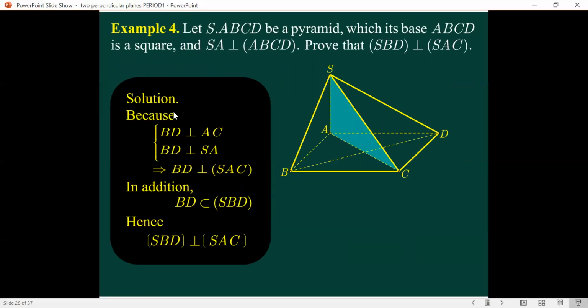We move to the solution. In this exercise, we use the theorem. Look at here. It is clear that BD is perpendicular to plane SAC. Because BD is perpendicular to AC and BD is perpendicular to SA, we have BD perpendicular to SAC. In addition, BD belongs to SBD, so we have SBD perpendicular to SAC.